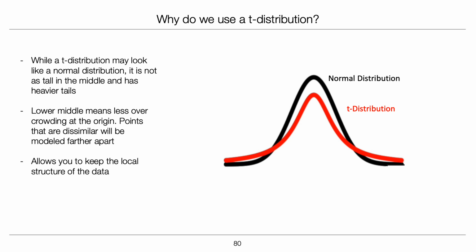The lower middle in the t-distribution will prevent overcrowding of data points near the origin of the coordinate system, which will allow us to model the local structure of the data. So the t-distribution indicates the name in the t-SNE.